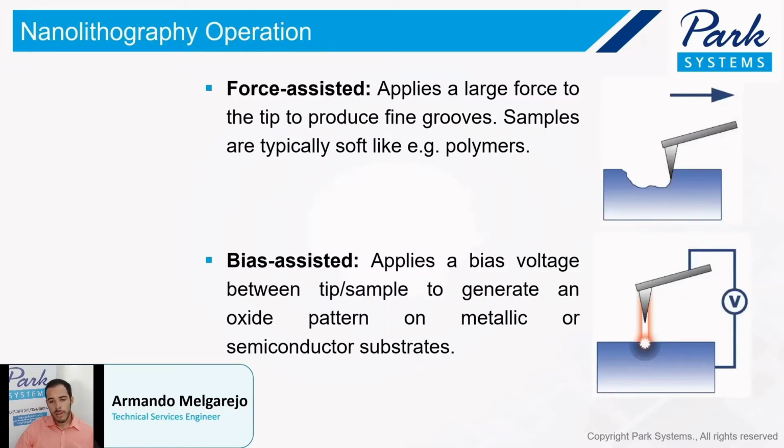Before going directly to the demonstration, I'm going to give you a brief introduction about what nanolithography is. Commonly, we divide nanolithography into force-assisted and bias-assisted. As the word says, force-assisted depends on the amount of force that I'm applying to create these fine grooves, and the bias-assisted depends on the amount of voltage that I'm going to apply to create anodic oxidation.